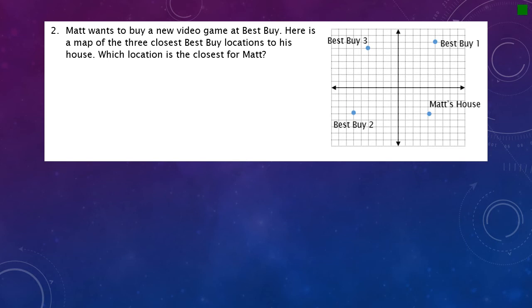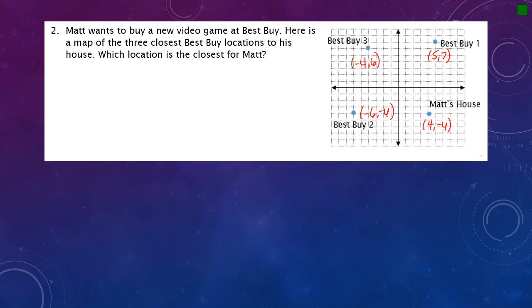First thing I'm going to do before we even start is I want to label all 4 of these ordered pairs. That's going to allow us to put them into our formula more easily. So let's start with Matt's house. Matt's house is at the point (4, -4). Best Buy 1 is at the point (5, 7). Best Buy 2 is at the point (-6, -4). And Best Buy 3 is at the point (-4, 6).